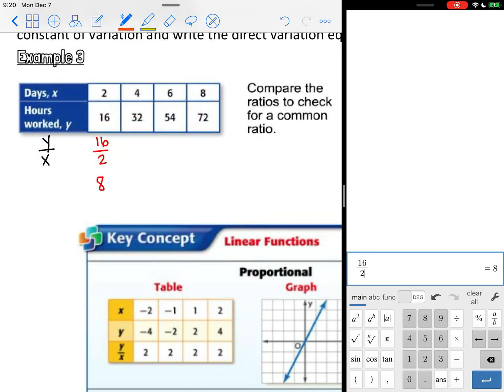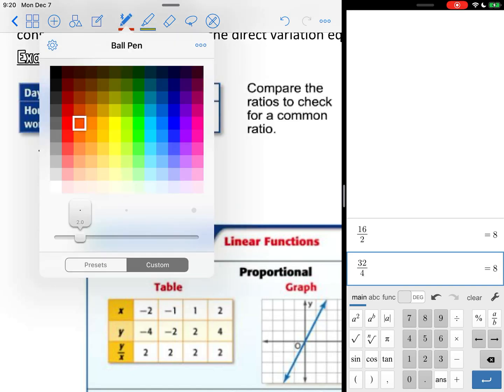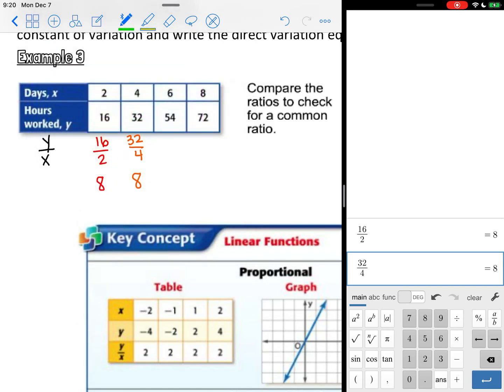Now I'll do the next one. So 32 divided by 4. I'm taking my y value in the table and dividing it by the x value. So 32 divided by 4 is 8. I have to check every single one in order to make sure that it's constant.